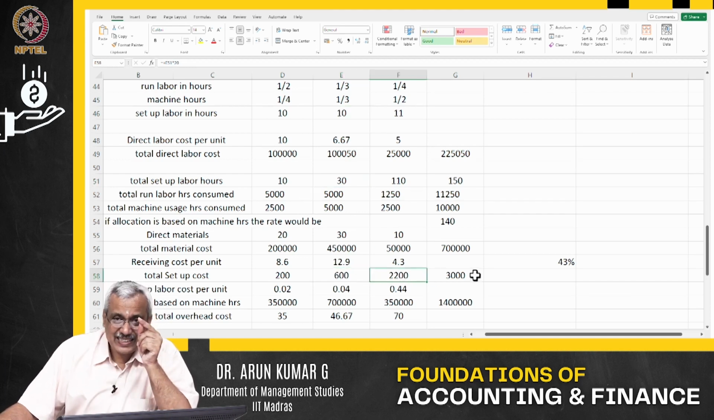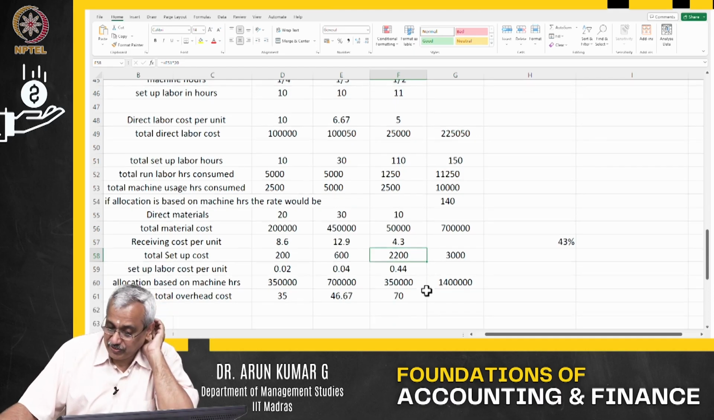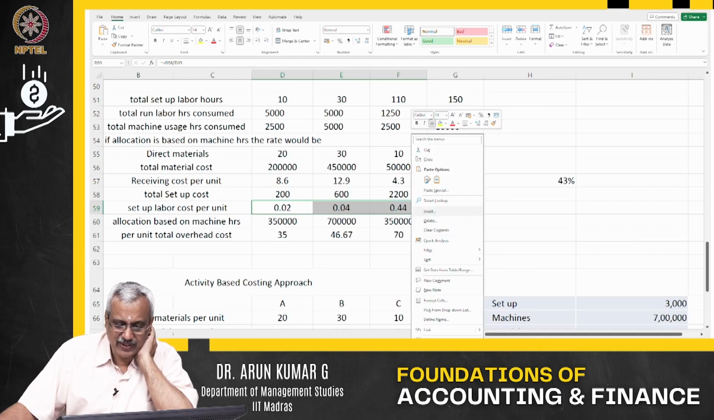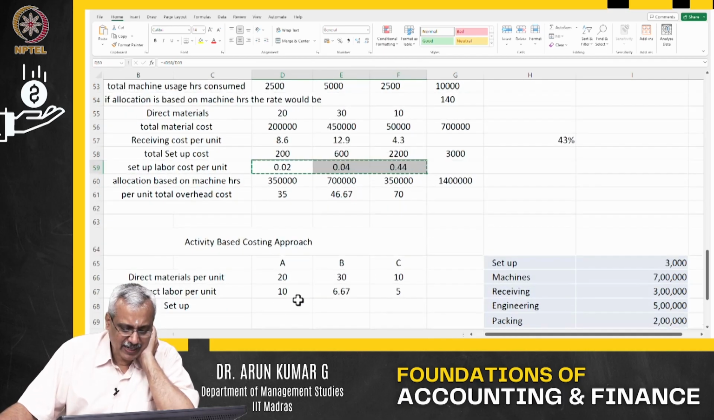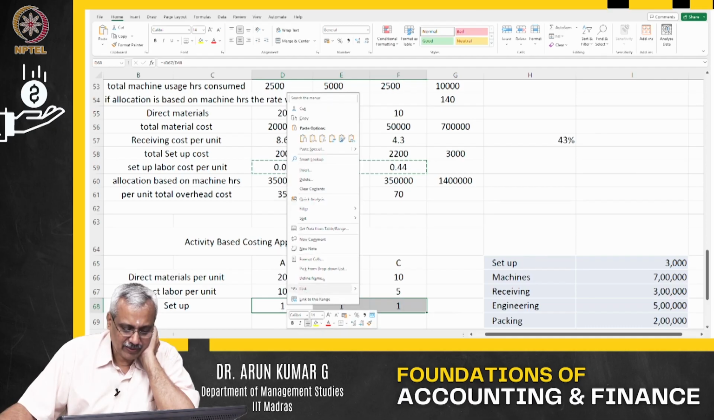So the activity is setup. The driver is the number of hours you are spending on setting up the machine for each of these products, the activity driver. Now based on that, we have arrived at the cost here. Very clearly we have arrived at the cost, and let us say this is going to be my cost in this particular case.